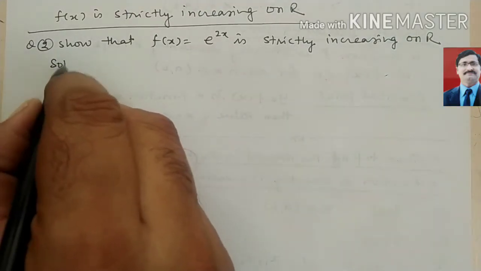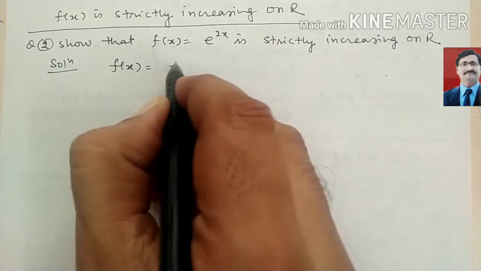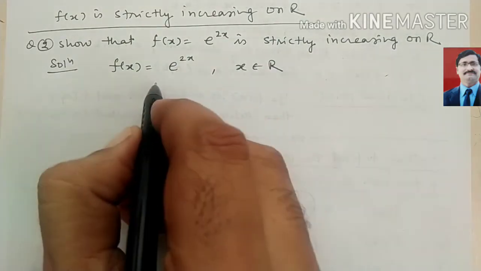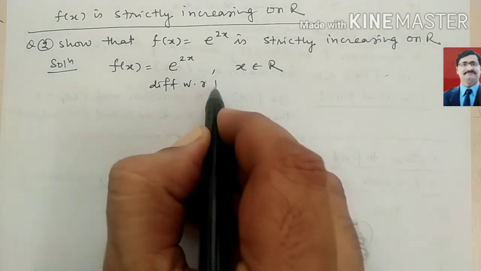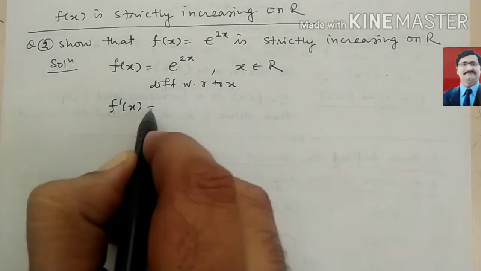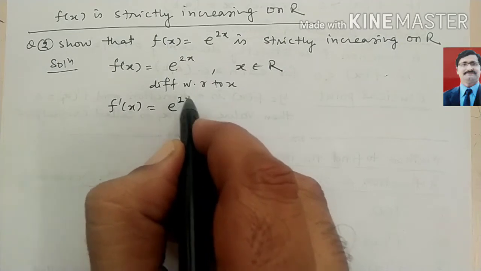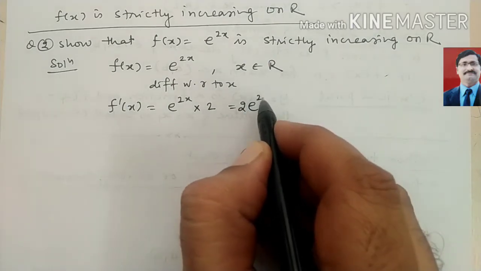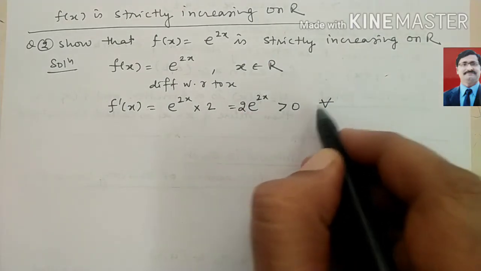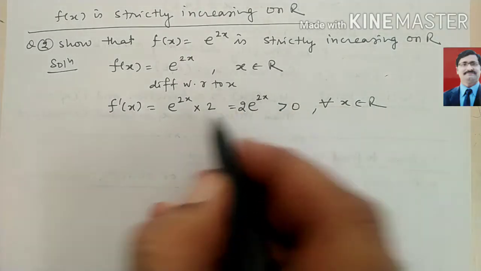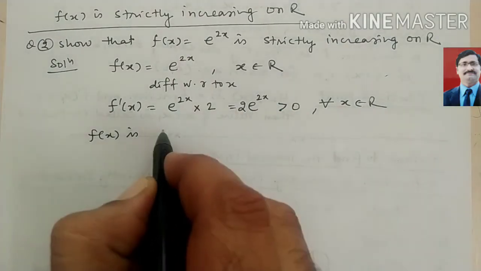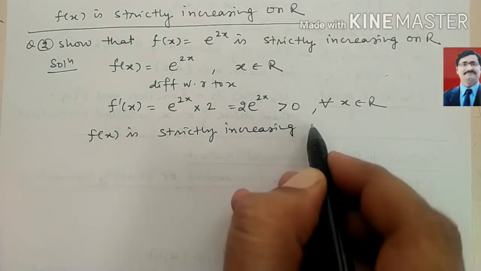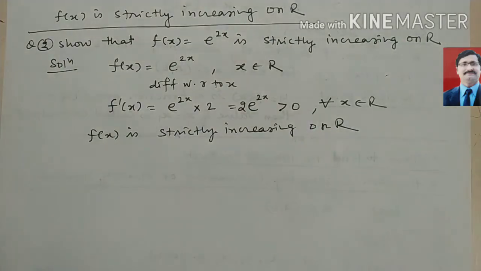So look here, the function is given to you, f(x) equal to e power 2x, and here x belongs to the real numbers. Now you differentiate with respect to x. We get f dash x equal to e power 2x, and the derivative of 2x is 2. So we get here 2 into e power 2x, and this is greater than 0 for all x belongs to R. It will always be greater than 0. So you can write here f(x) is strictly increasing on R. All of you understand this? This is a very simple solution.